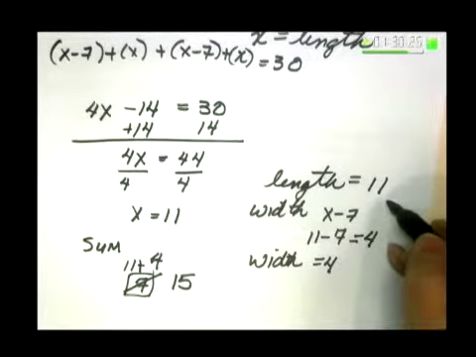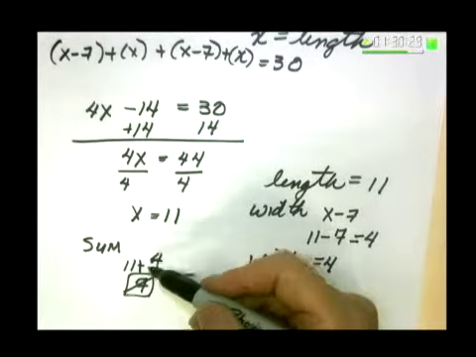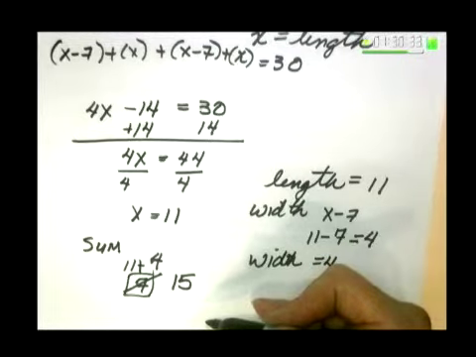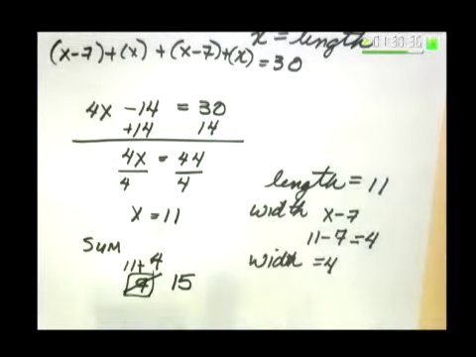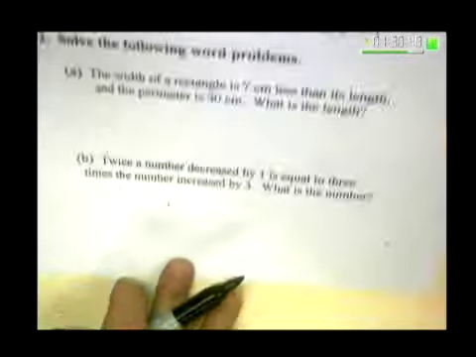So if they ask what's the length, the answer would be 11. If they ask what's the width, the answer is 4. If they ask what's the sum, the answer would be 15. And you could work the problem, but if you don't answer what they ask, you're in trouble. Okay? Thank you very much. Any questions? Let's go to the next word problem.